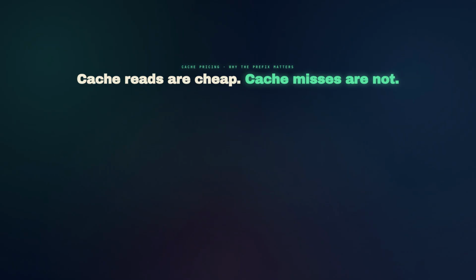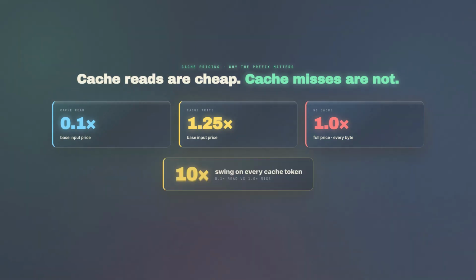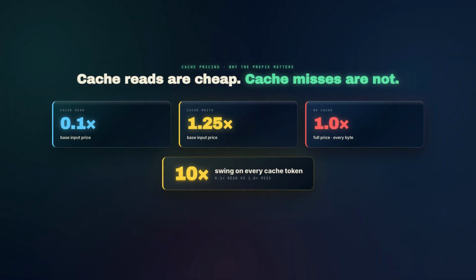And the read pricing is the whole game. Cache reads are 0.1 times the base input price. Cache writes are 1.25 times the base. That's a 10x swing on every cached token. At 15x token usage for multi-agent, caching is what makes that math survivable. Without caching, you're shipping a system that costs 15 times more than chat for the same conversation.